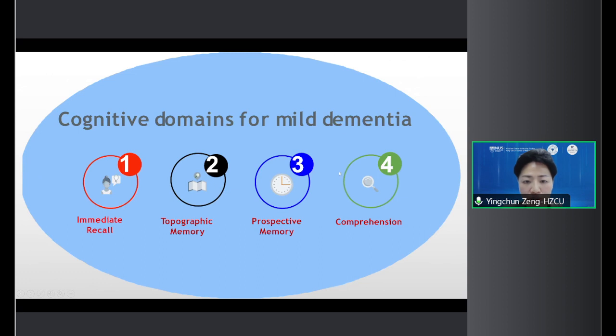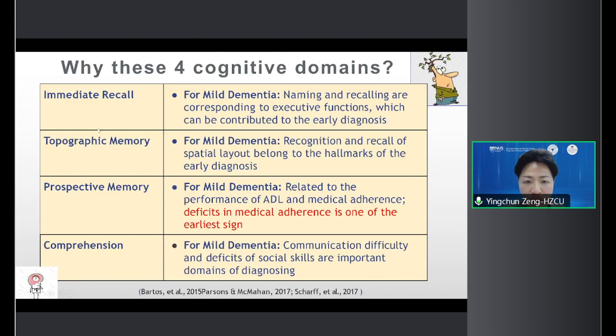For the 4 key domains to assess mild dementia, we referred to lots of literature and consulted many experts in elderly care. So we chose these 4 key domains to assess the mild dementia. Why do we choose immediate recall? Because learning and recalling correspond to executive function, so these contribute to early diagnosis.